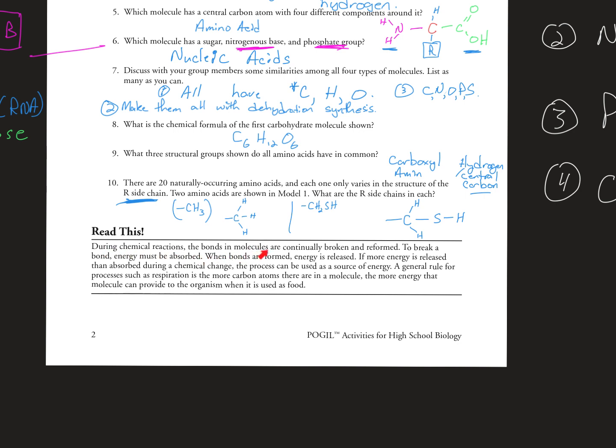During chemical reactions, the bonds of molecules continue to be broken and reformed. To break a bond, energy must be absorbed. When bonds are formed, energy is released. If more energy is released than absorbed during a chemical change, the process can be used as a source of energy. The general rule for processes such as respiration is that the more carbon atoms that are in a molecule, the more energy the molecule can provide to the organism when it is used as food.